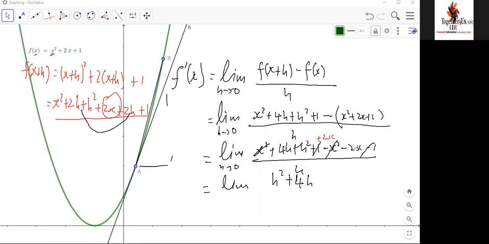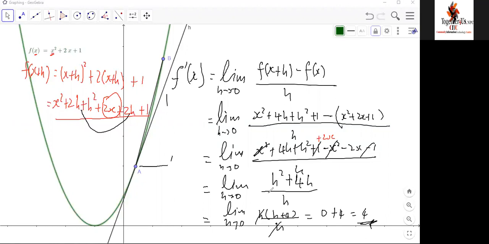So I hope you can see that. I've not really manipulated anything. So that takes care of that. And I'm left with an h as h tends to 0. And I can now factorize. And I have h into h plus 4 over h. And this is the limit as h tends to 0. You can see I'm now left with h plus 4, so I can substitute and say 0 plus 4. This is equal to 4.